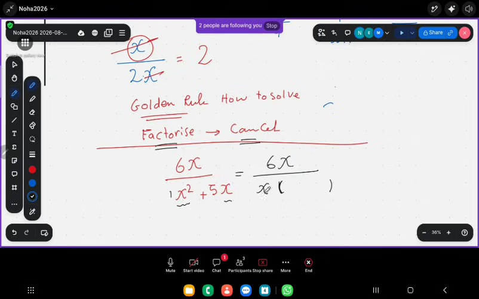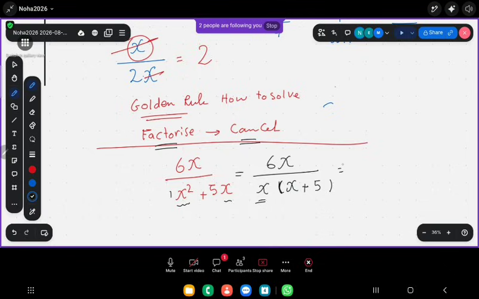Where is the first term? X power of 2 divided by x is going to be x, and positive, it will be as it was. Here, 5x divided by x is going to be 5. Very good. Now, both terms have a common factor of x, and I take x as a common factor and start to factorize it. Okay, very good.